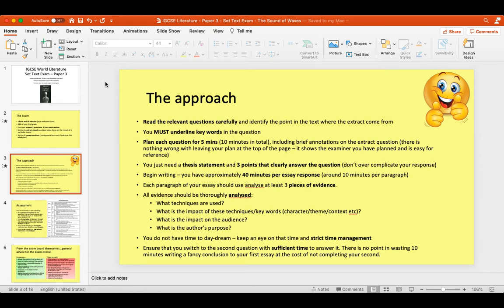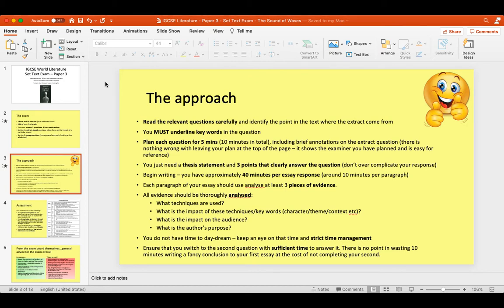What have you got time for in your 10 minutes? Well, you've got time to work out your points, your 3 points that you're going to use to answer it. And you've got time to think about quotations as well, highlighting just a couple on the extract, but also thinking about your own evidence that you can use for section B, because obviously you're not allowed to take your book into the exam. So you're going to need a thesis statement, and that's you generally answering the question.